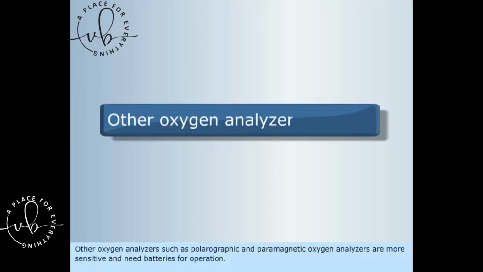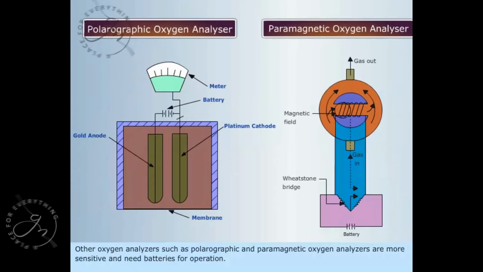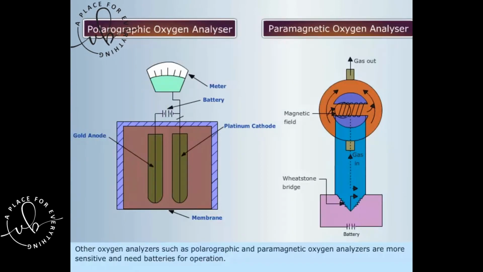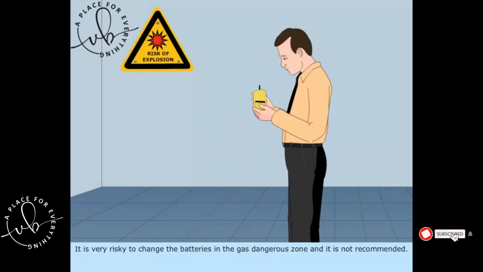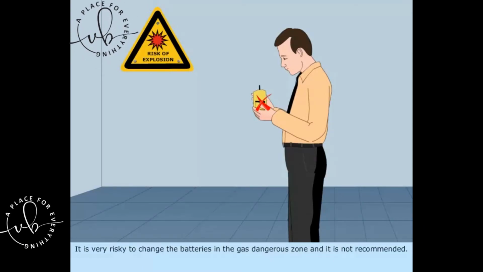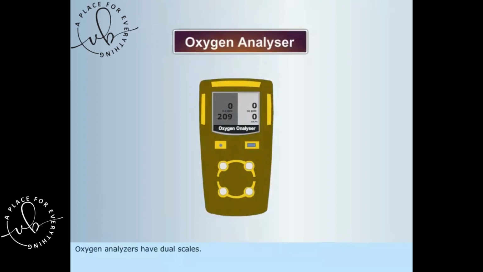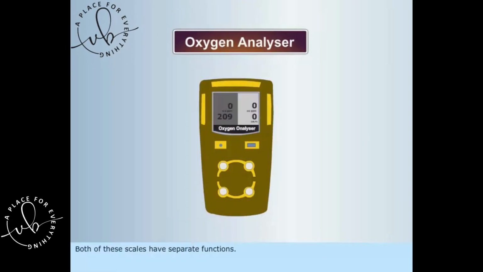Other oxygen analyzers, such as polarographic and paramagnetic oxygen analyzers, are more sensitive and need batteries for operation. It is very risky to change the batteries in the gas dangerous zone, and it is not recommended. Oxygen analyzers have dual scales. Both of these scales have separate functions.